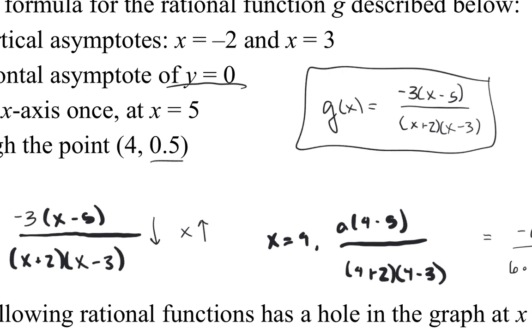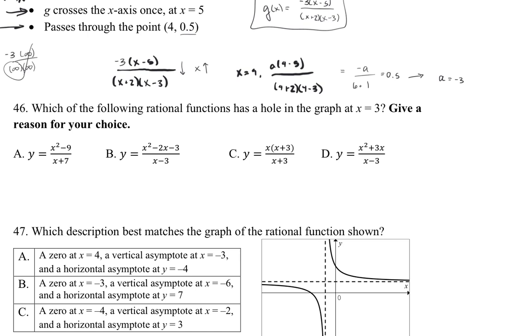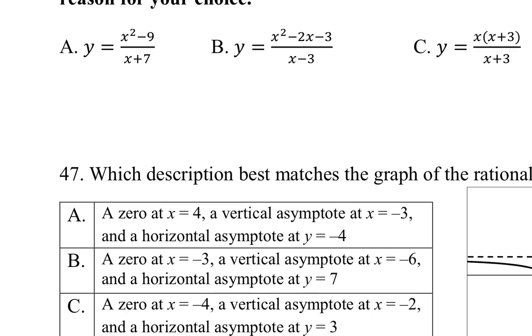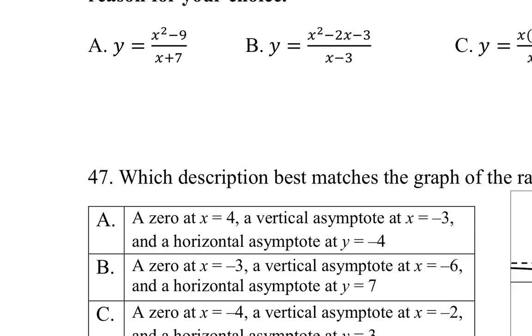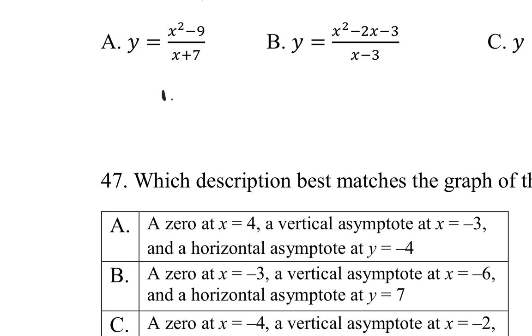Perfect. Moving on, we want to determine which rational function has a hole in the graph at x equals 3. And we want to give a reason for that choice. So first, that means that we're going to want an x minus 3 in the numerator. And secondly, we also want x minus 3 in our denominator.